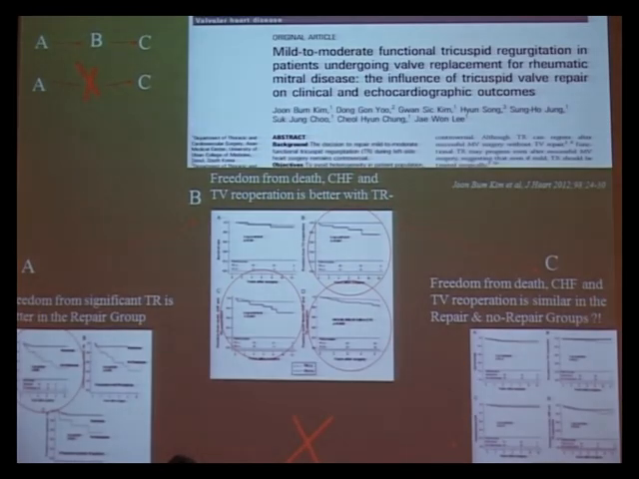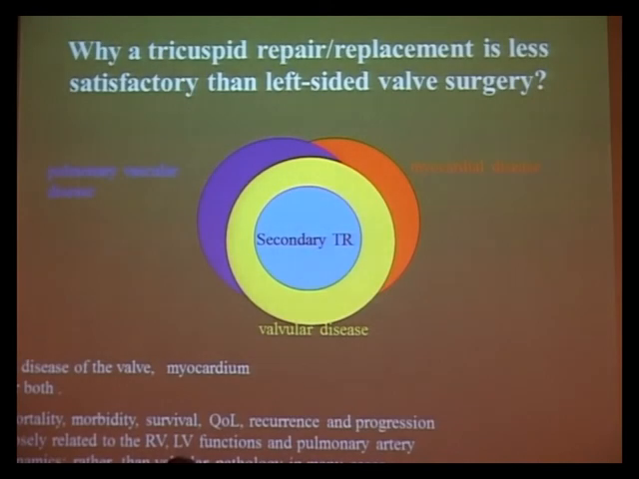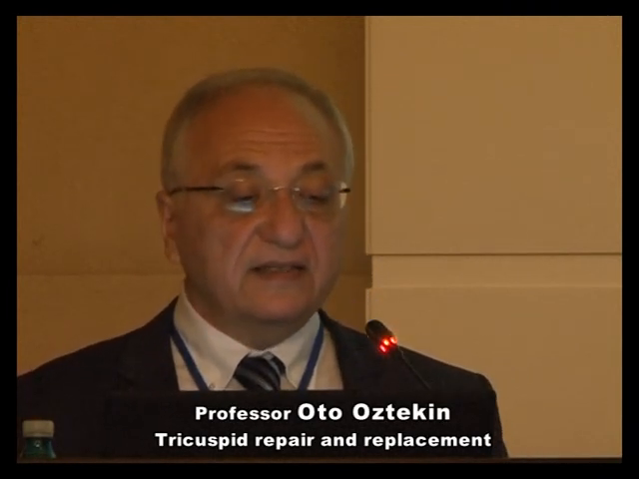Also in this paper, you can see a little bit higher mortality when you are performing concomitant tricuspid surgery. Why? Why is tricuspid repair and replacement less satisfactory than left-sided valve surgery? Because it's not a disease of the valve only, it's a disease of the valve, myocardium, and even the pulmonary artery vasculature. So we have to be a little bit careful about decision making.